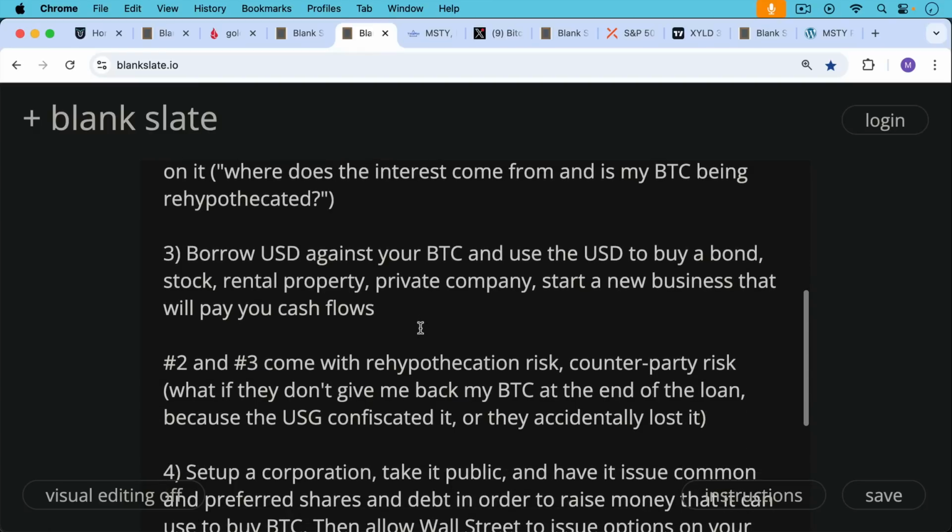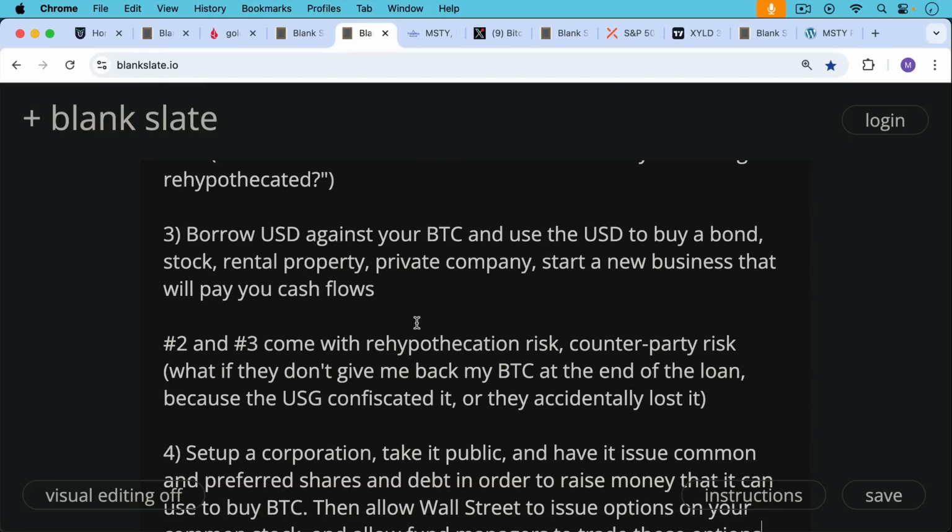Number 2 and number 3 come with rehypothecation risk, counterparty risk, because what happens if they don't give you back your Bitcoin at the end of the loan because it got confiscated by the US government or some other agency, or they accidentally lost it, or they lent it out to someone who then lent it out to someone else who lost it, and so you have this whole chain of rehypothecation and you end up not getting your Bitcoin back. And meanwhile, Bitcoin will probably have gone up a lot. This is what happened to people with Celsius and BlockFi.